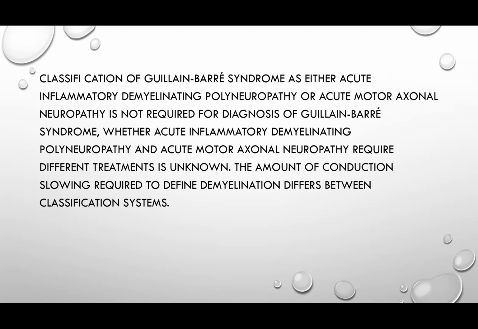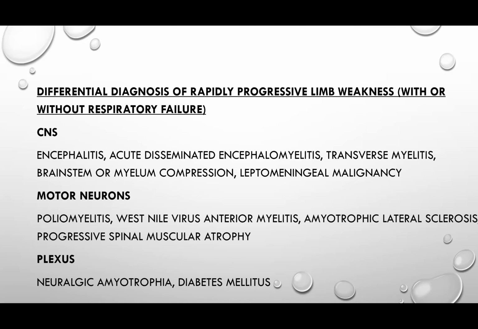But it is of clinical interest to know whether it is the axonal type or the Schwann cell and myelin type. If I know that, I can predict the prognosis, because AMAN is rapidly progressive and could end up in respiratory failure, unlike AIDP. For that reason I need to know, not for making a diagnosis. Okay. These are the differential diagnoses of rapidly progressive limb weakness with or without respiratory failure.